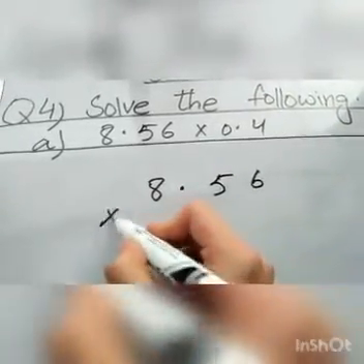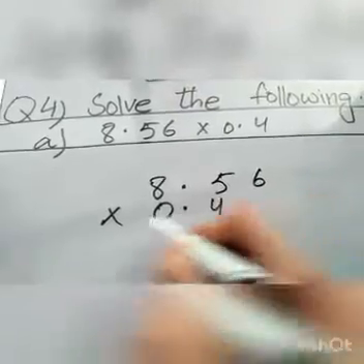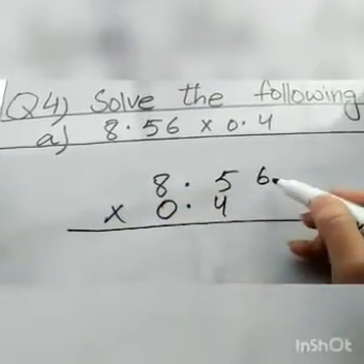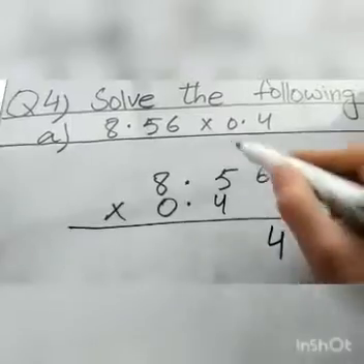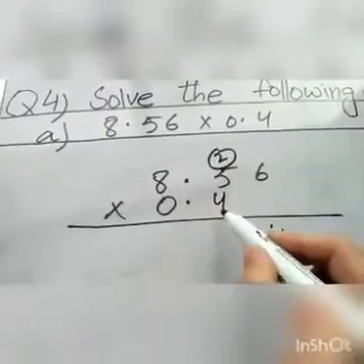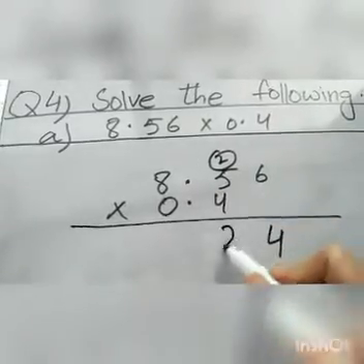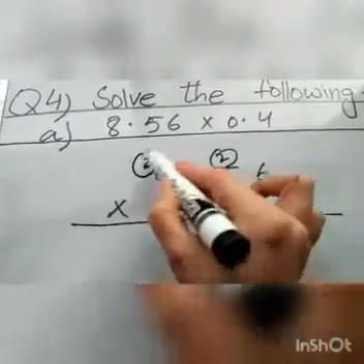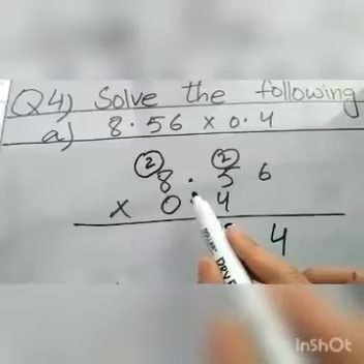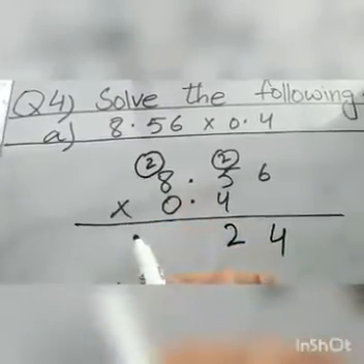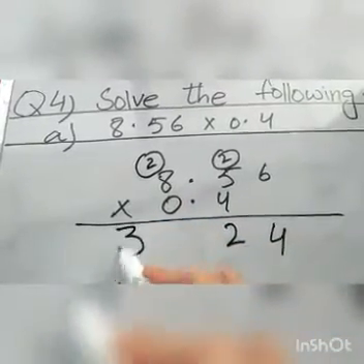8.56 multiply 0.4. 4 6 times is equal to 24. 2 carry over the next. 4 5 times is equal to 20. 20 plus 2 is equal to 22. 2 carry over the next. 4 8 times is equal to 32. 32 plus 2 is equal to 34. Okay.